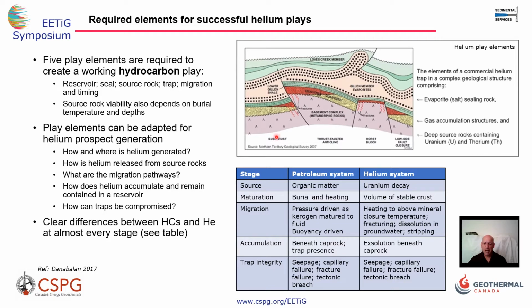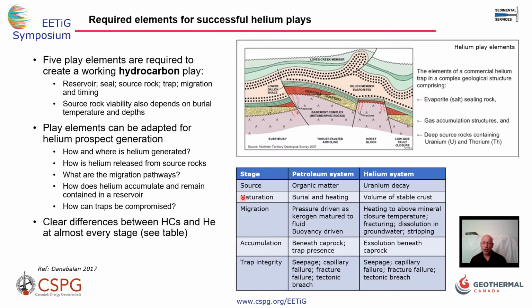So if we have a look at the table here, we can see that for the source rock, in a petroleum system, you need organic matter. In a helium system, you need uranium decay. As far as maturation goes, you need burial and heating in a petroleum system, but you really need a large volume of stable crust for a long time to generate enough helium.